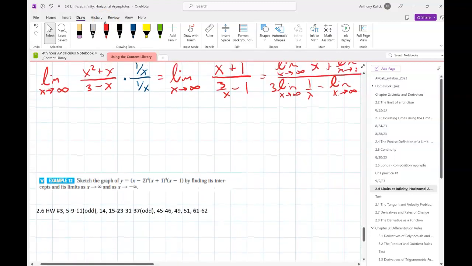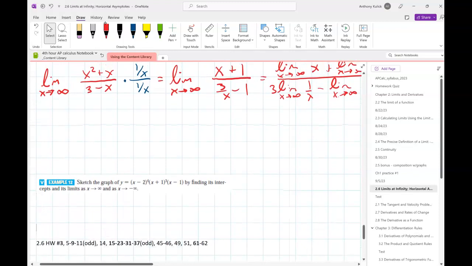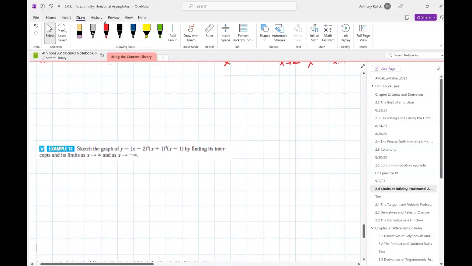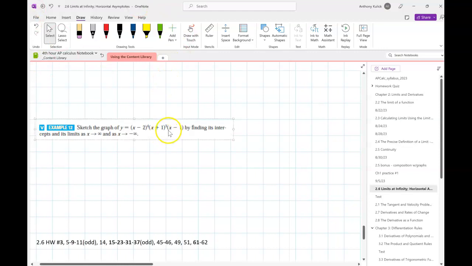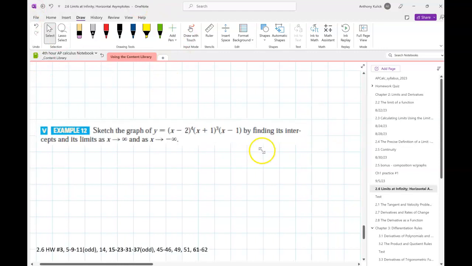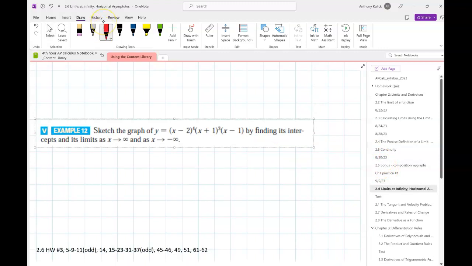All right, let's look at the last example here. So here it says sketch the graph of y equals x minus 2 to the fourth times x plus 3 to the third times x minus 1, by finding the intercepts and using the limits as x approaches positive infinity or negative infinity.